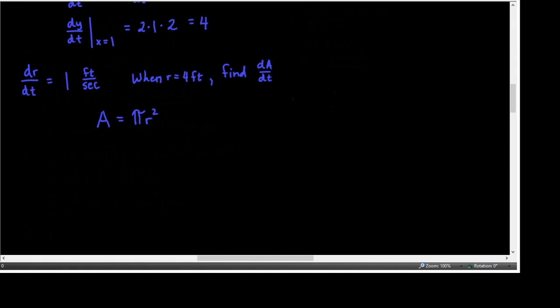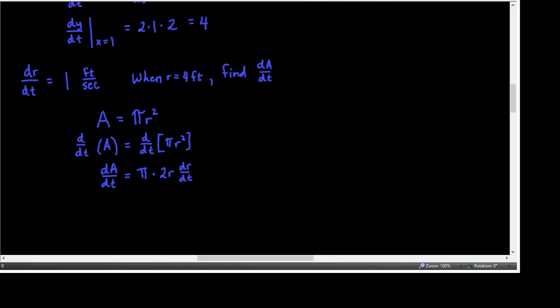Then once we have that equation, use implicit differentiation and find the derivative on both sides with respect to time t. Okay. Well, the derivative of A with respect to t is simply dA/dt. And the derivative of a constant times something is that constant times the derivative of something. So the derivative of r squared is 2 times r to the first times the derivative of the inside something, dr/dt.